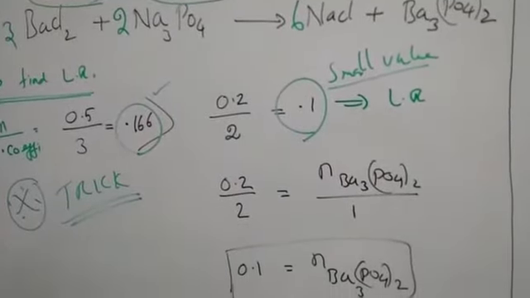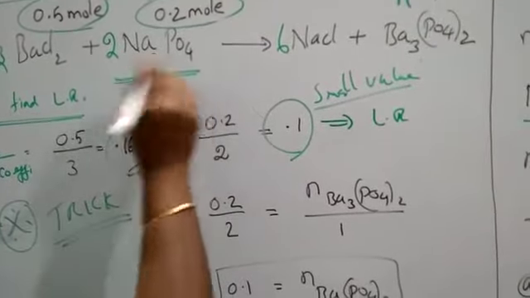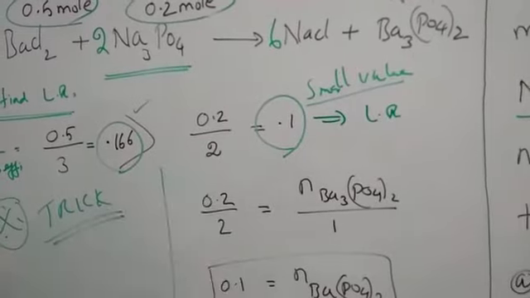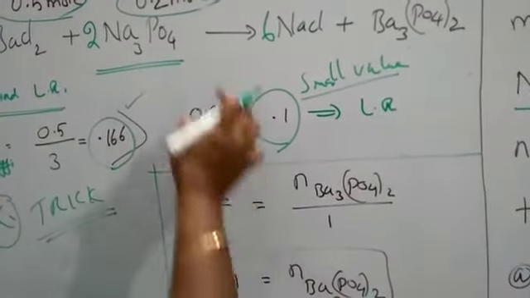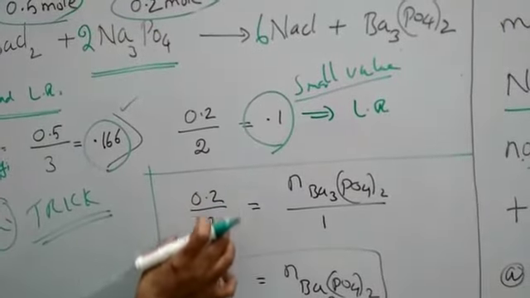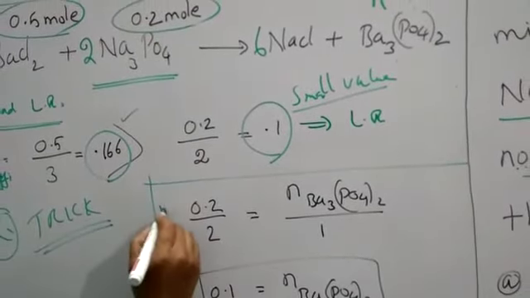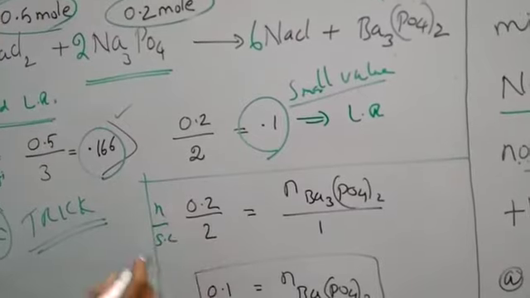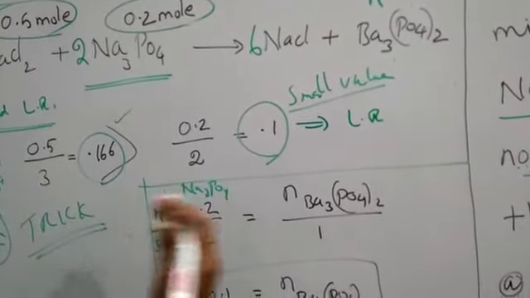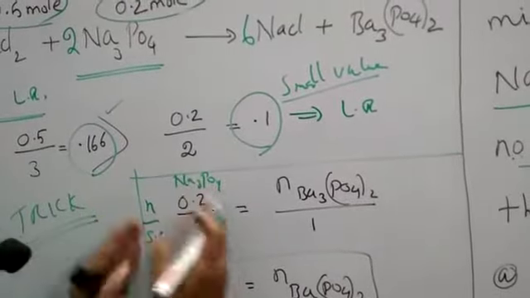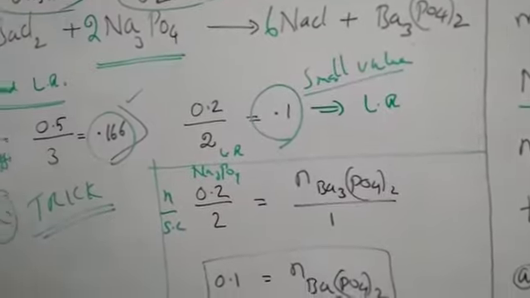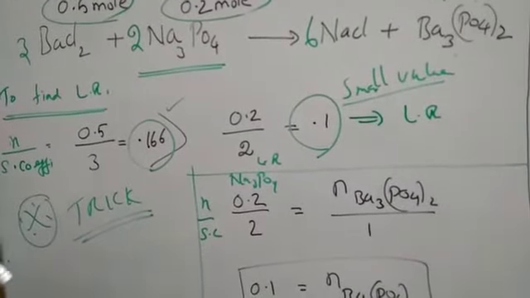So we are concluding now. Sodium phosphate is the limiting reagent. Next, the formula we followed for sodium phosphate, that is n by stoichiometric coefficient, is written for sodium phosphate. The same thing you write. Since it is the limiting reagent, I am taking it. If you get this as the smaller one, this is the limiting reagent that you should take.